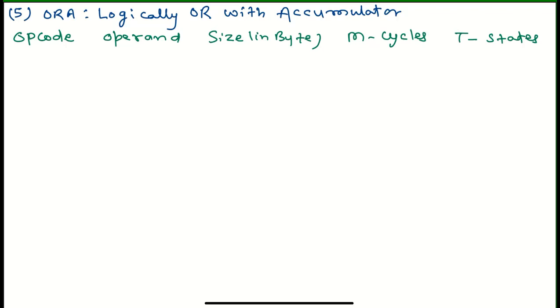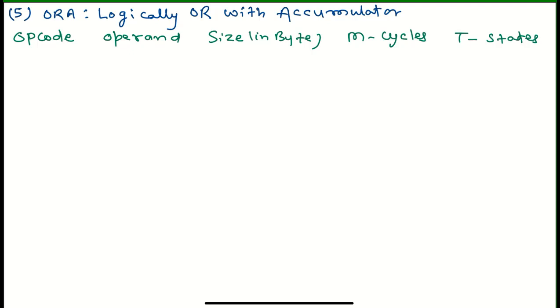So in this video, I'm going to explain the next logical instruction, which is called ORA. The meaning of this instruction is logically OR with accumulator. The purpose of this instruction is to perform the logical ORing operation with the content of the accumulator and the specified operand. That operand might be an 8-bit register or memory content.